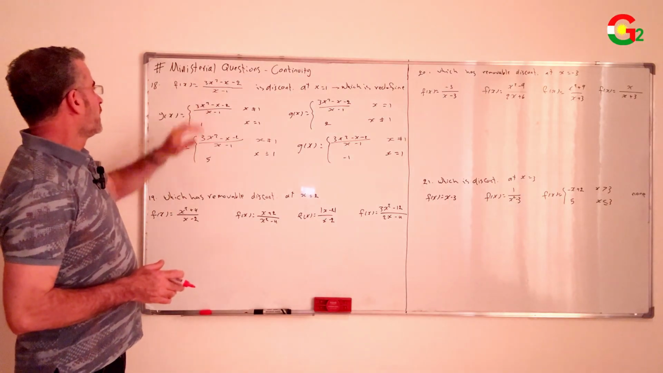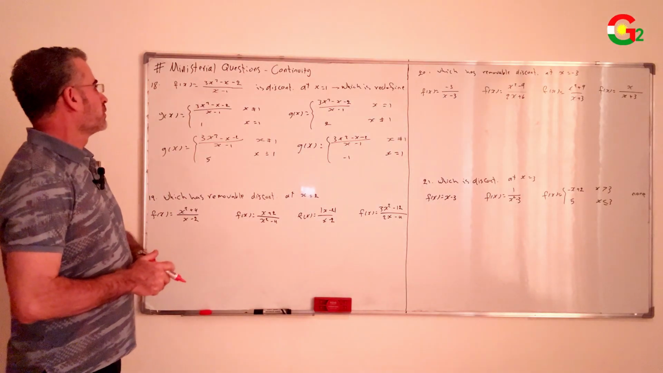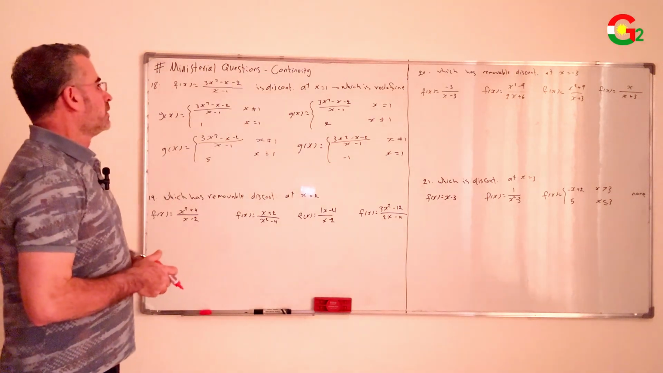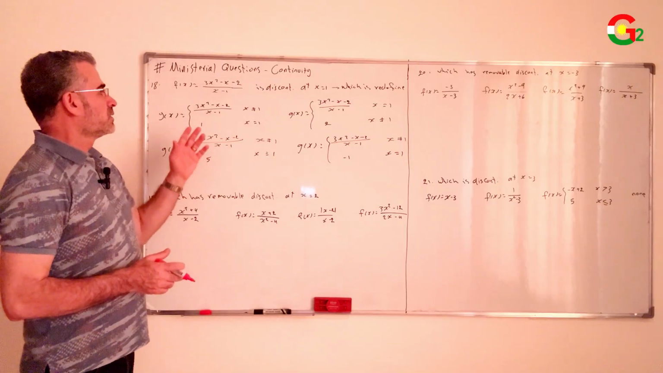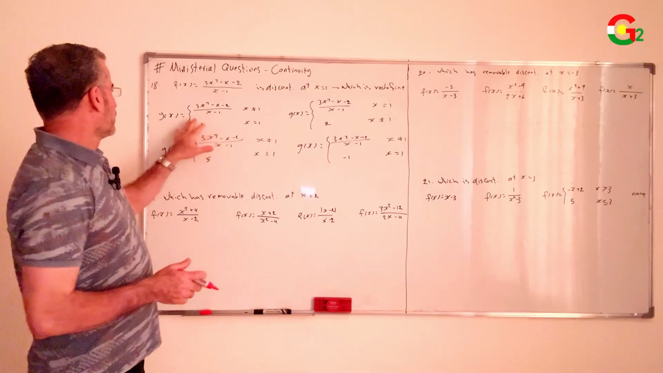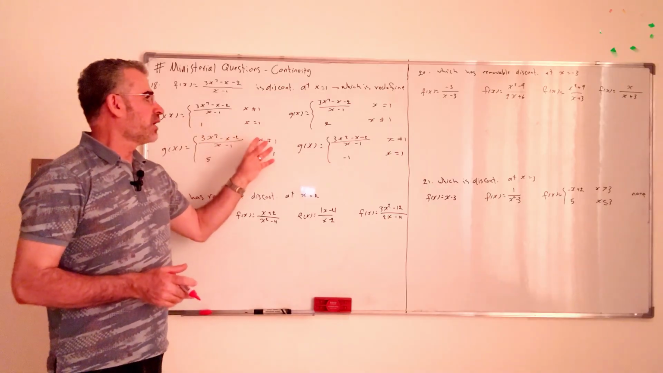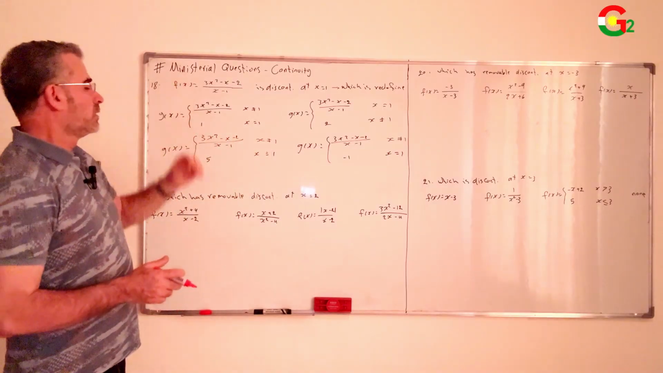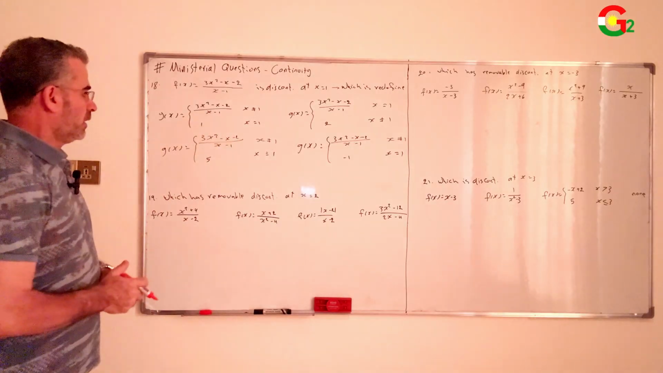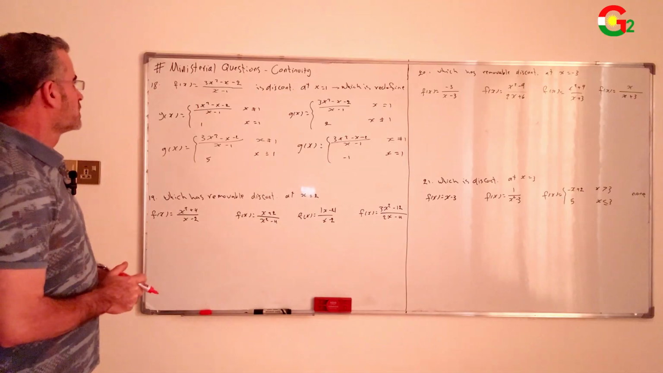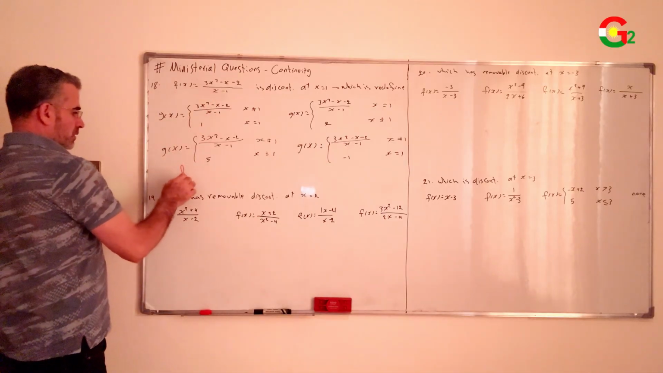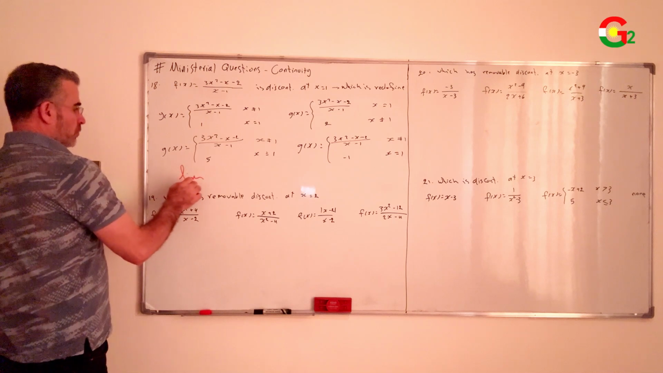Number 18, f of x equal to (3x^2 - x - 2) over (x - 1) is a discontinuous function at x equal 1. Which of the following functions is redefined to be a continuous function? To find the answer of this question, we need to find the limit of this function when x approaches 1.